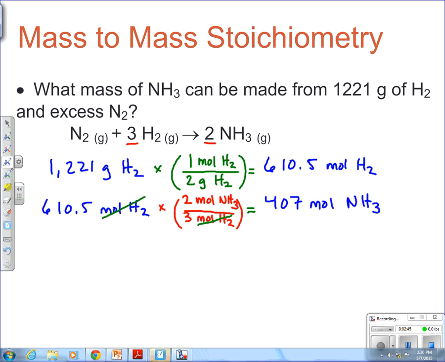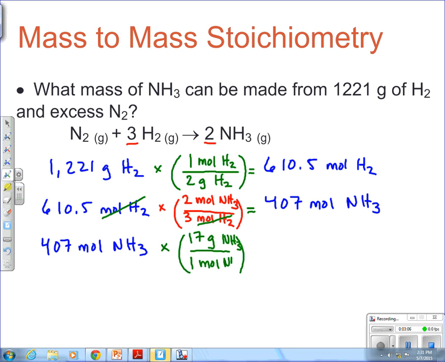Now my final step is to take those moles of ammonia and convert them into grams. And I can use my periodic table to add up the molar mass of ammonia. When you add up 1 nitrogen and 3 hydrogens, you get 17 grams of NH3 for every 1 mole of NH3. I multiply my moles by the molar mass of ammonia. Make sure that my units cross out, moles of ammonia, I'm left with grams of ammonia, and my final answer is 6,919 grams of ammonia.